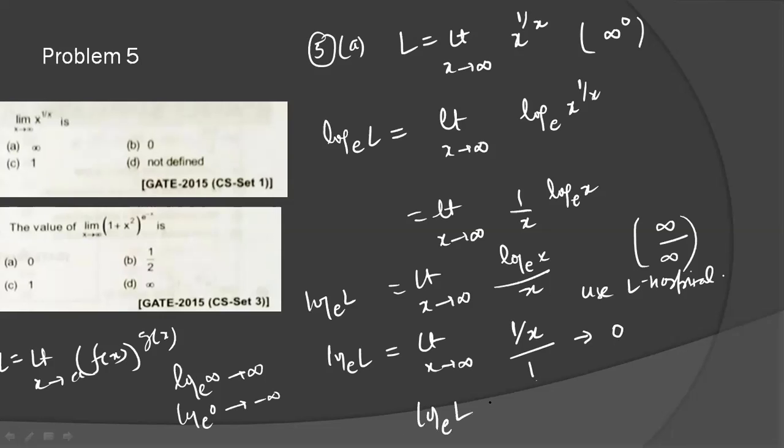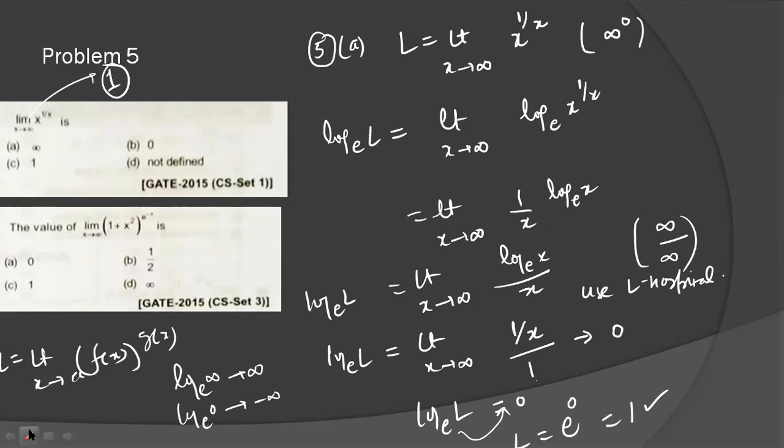So log L is equal to 0. It means L equal to e to the power 0. E will go to the right hand side. So e to the power 0 is 1. It means the limit is 1. So the answer for this question is 1.